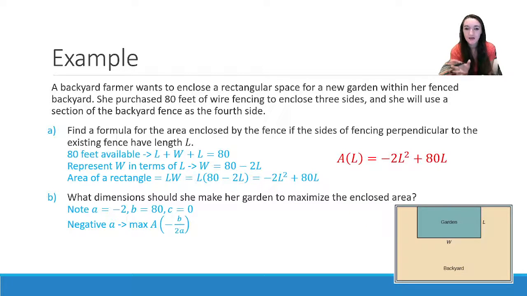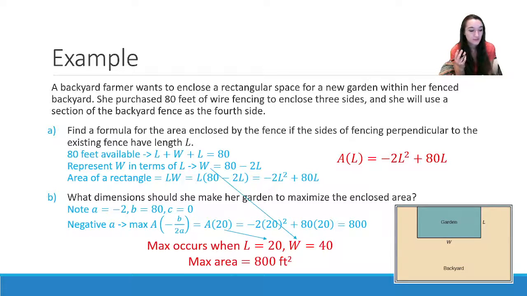Then I can get my maximum value of A by plugging in 20. So when I do that, I get 800. So the maximum occurs when L equals 20, W equals 40. In other words, 20 feet, I should say, and 40 feet.